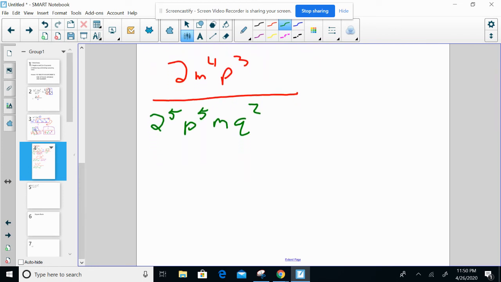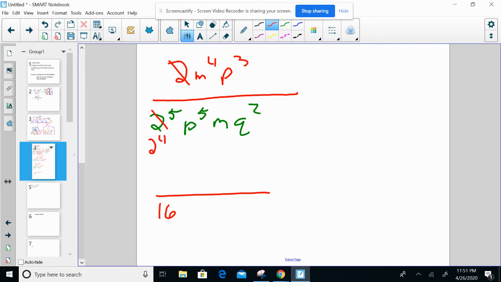All right, now let's deal with the 2's. There's 1 on top, 5 on the bottom, so there would be 4 left. Now I'm going to go ahead and just multiply those. 2 to the 4th is 16. All right, so 1 canceled here, and what's left is 2 to the 4th. That's where that 16 is coming from.